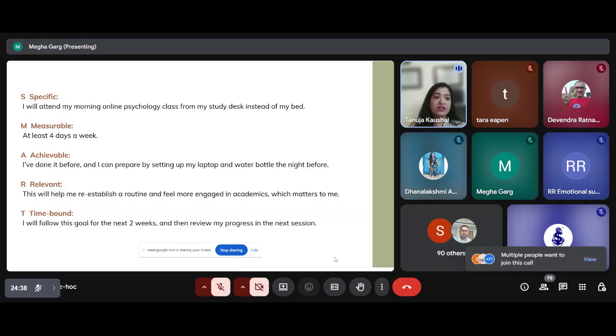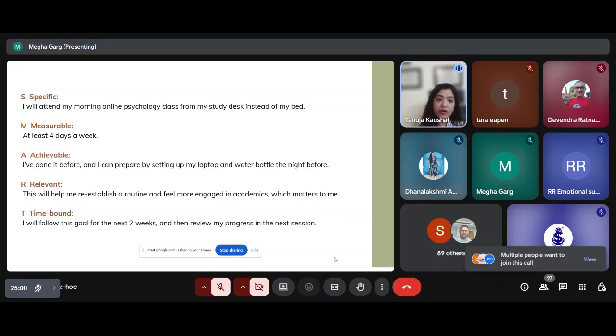So specific, I will attend my morning online psychology class from my study desk instead of my bed. Now this is quite a specific goal, and not unrealistic as well. Measurable, at least 4 times a week. So you have set how many times a week. It becomes measurable, it becomes quantifiable.